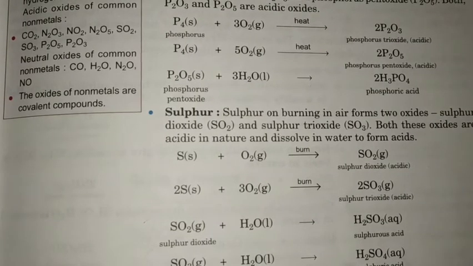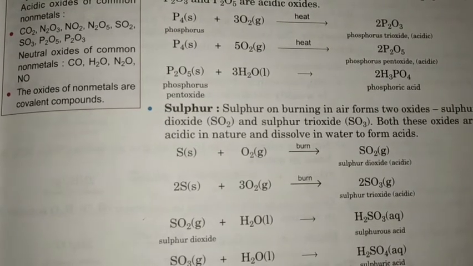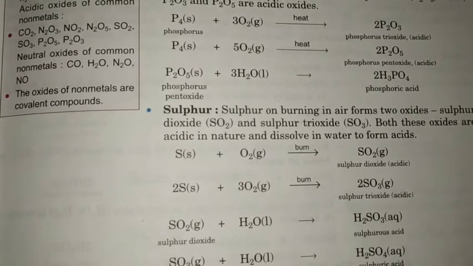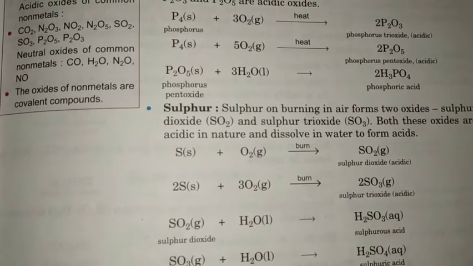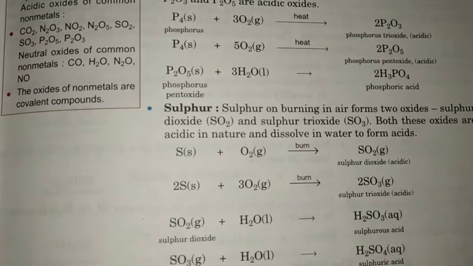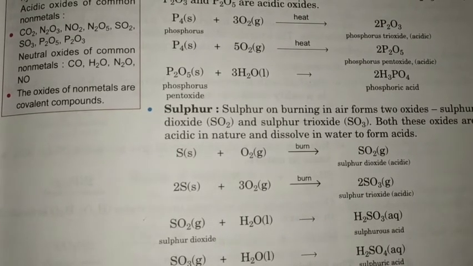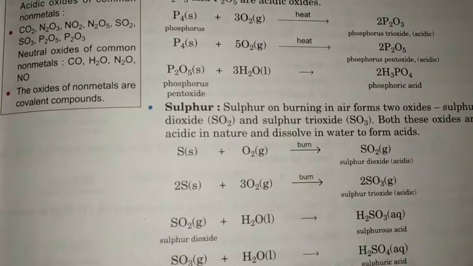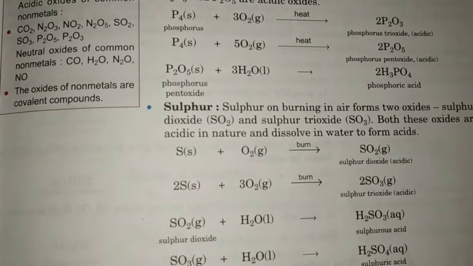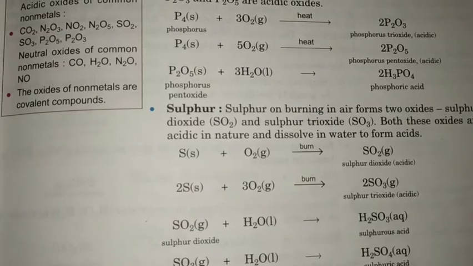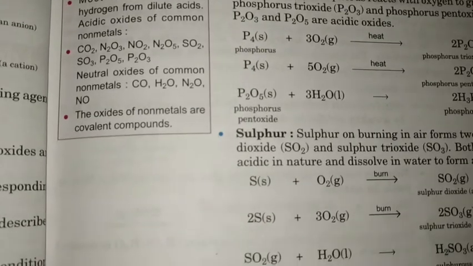This is acidic in nature. And again, if you heat P4 plus O2, it will give phosphorus pentoxide. This is also acidic in nature. Now if you add this phosphorus pentoxide into water, what is forming? Phosphoric acid, H3PO4.